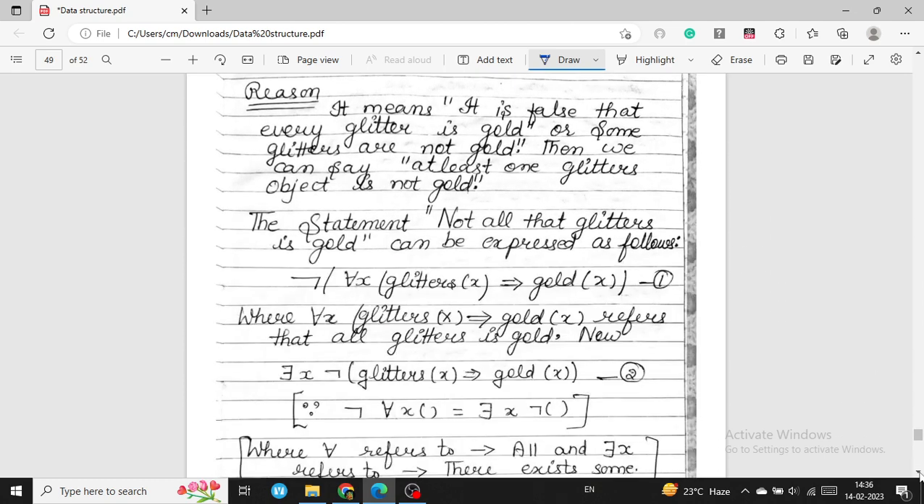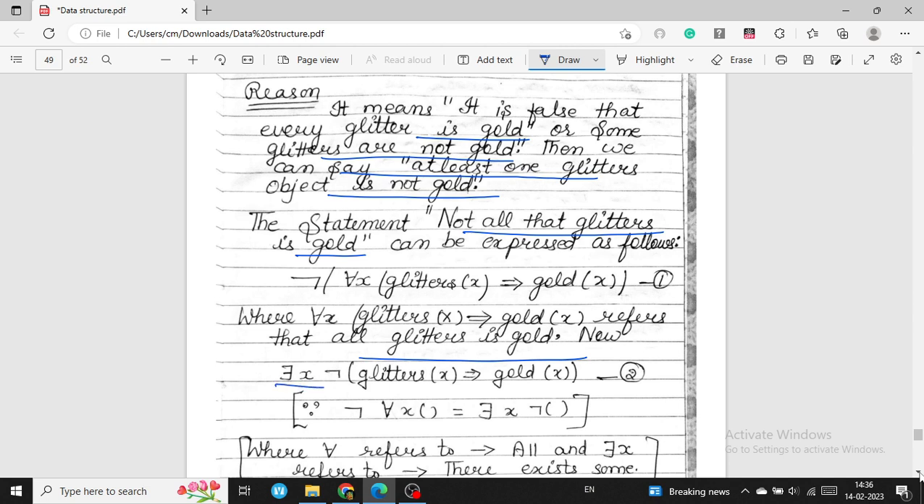It is false that every glitter is gold. So some glitters are not gold. Then we can say that at least one glittering object is not gold. And the statement "not all that glitters is gold" can be expressed as not for all x, glitters(x) implies gold(x). Here, for all x, glitters(x) implies gold(x) refers to all glitters being gold, and the not symbol means not all.